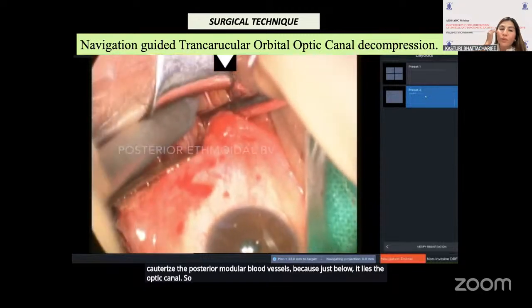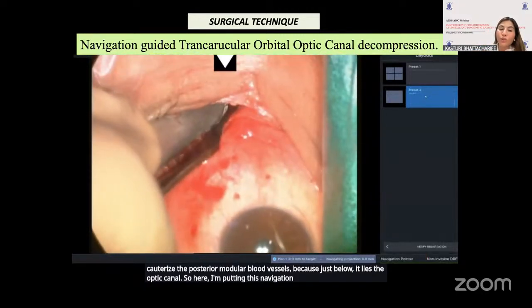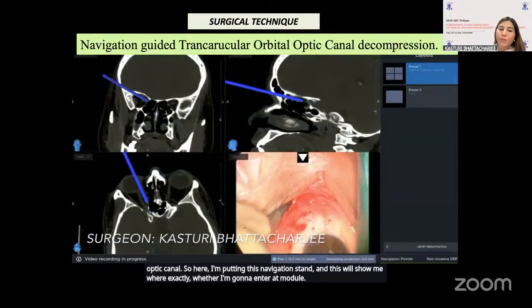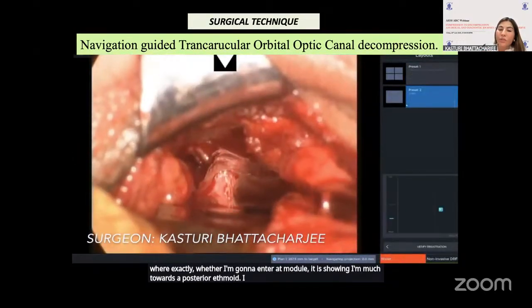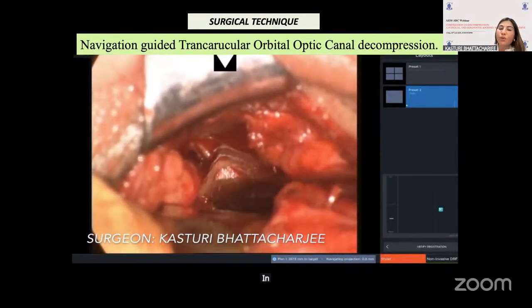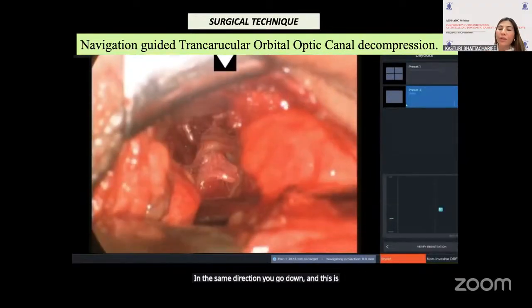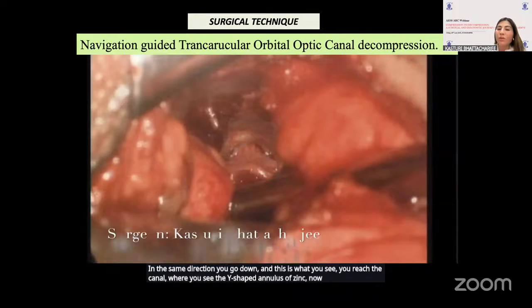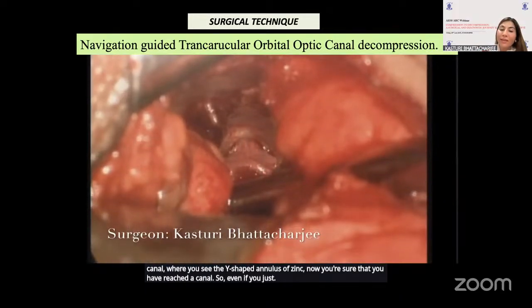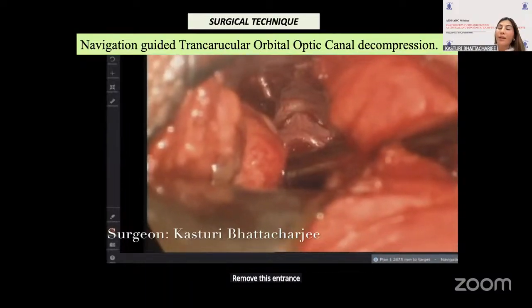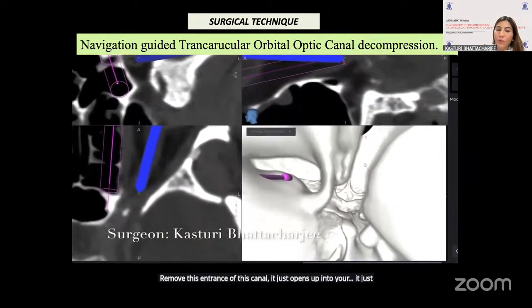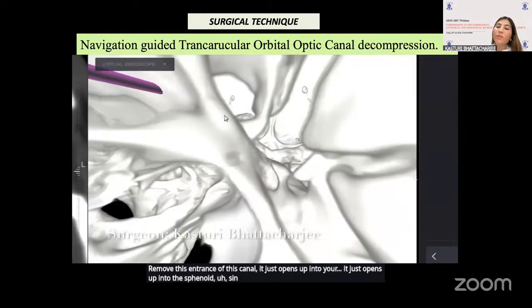So here I'm putting this navigation stylet, and this will show me exactly where I am, whether I'm in the anterior ethmoid. Here it is showing I'm much towards the posterior ethmoid. I need to go further down. In the same direction you go down, and this is what you see. You reach the canal, where you see the Y-shaped annulus of Zinn. Now you're sure that you have reached the canal. Even if you just remove the entrance of this canal, it opens up into the sphenoid sinus, and this gives a very good decompression.